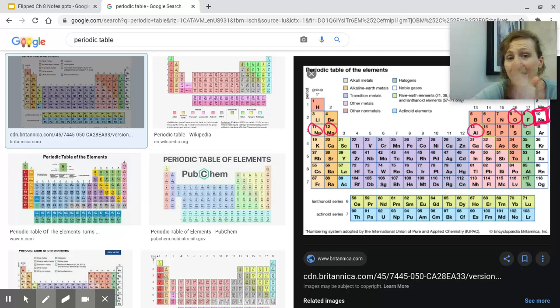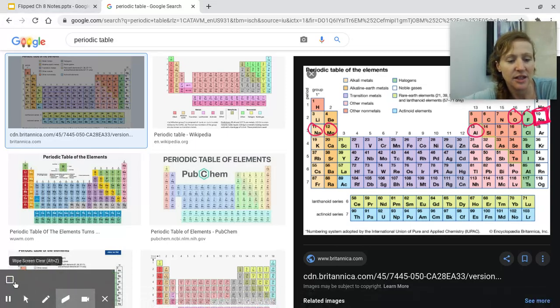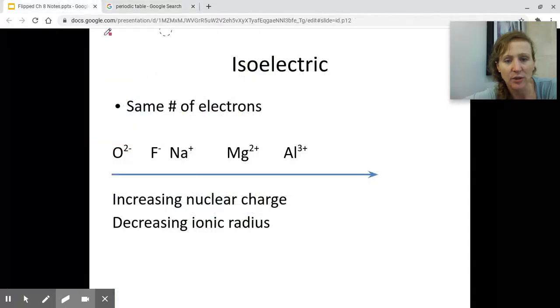Ions on either side of neon are going to gain electrons or lose electrons until they have the exact same number of electrons as neon. We call this isoelectric. These things are isoelectric with neon because they all have 10 electrons.